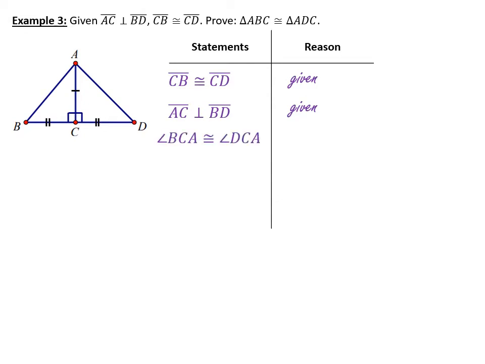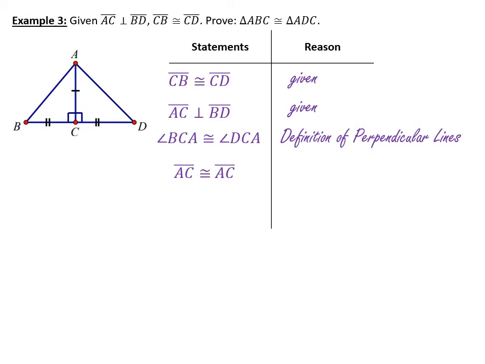With that, we know angle BCA is congruent to DCA. That's the definition of perpendicular lines, because AC is perpendicular to BD. That tells us that the two angles on either side have to be 90 degrees. So that means that the angles are equal, and then side AC is congruent to AC.